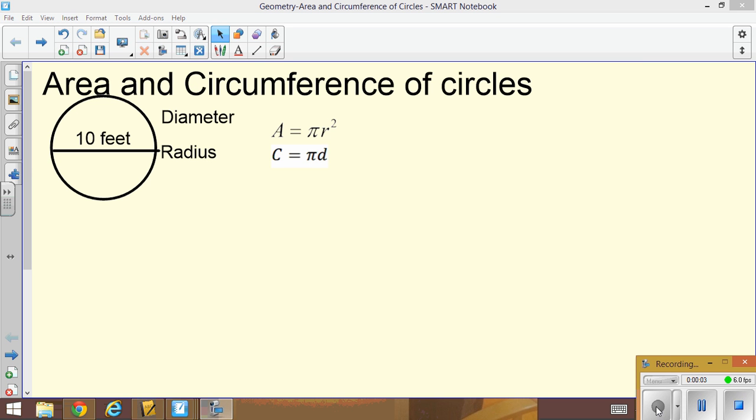Good morning, everyone. Today we're going to take a quick look at area and circumference of circles. The two equations we have written up here.